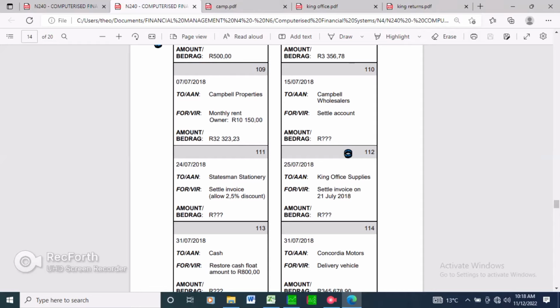Okay, let's process the one on the 15/07/2018, guys. It is coming from Campbell Wholesalers. This is the invoice, guys. Campbell Wholesalers, as you can see. Like I said, when you need to process this, just go to the all suppliers invoices. We do have it, guys. You need to check Q1. This is the amount to be working with, guys.